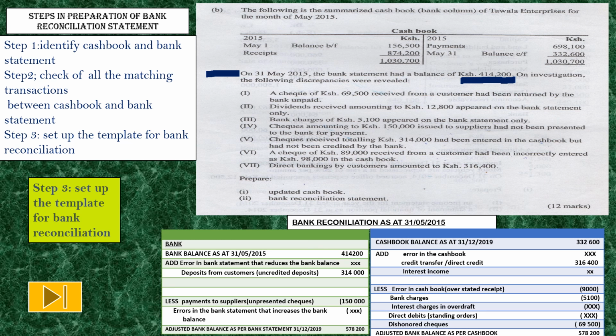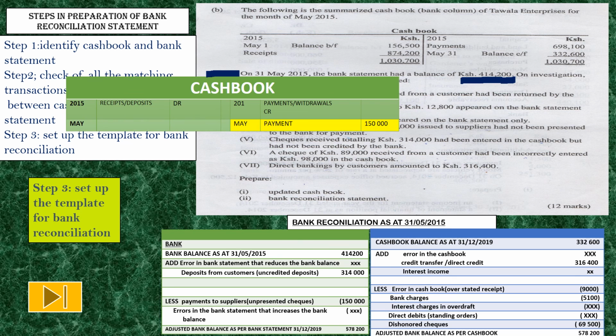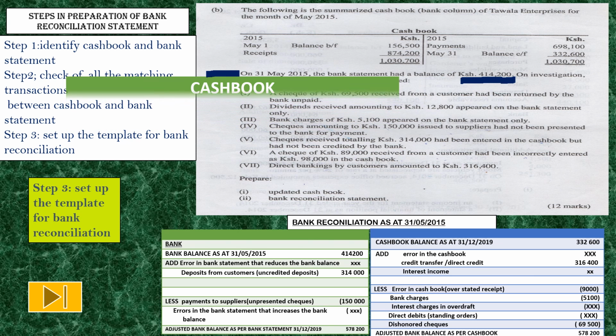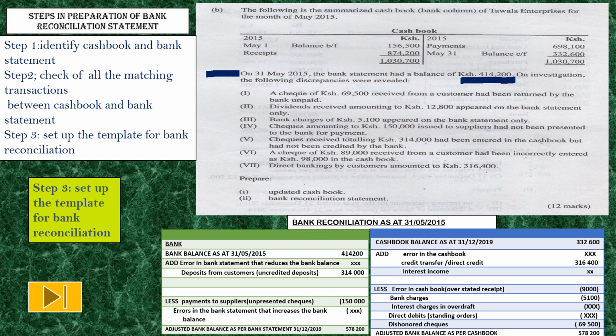A check amounting to shillings 150,000 issued to a supplier had not been presented to the bank for payment. So this was a supplier. We paid the supplier, so therefore we were reducing the money within our cash book. And therefore we are also going to come to the bank template. We reduce our money that we have within our bank. So we have payment to the supplier, which is usually referred to as an unpresented check of 150,000.